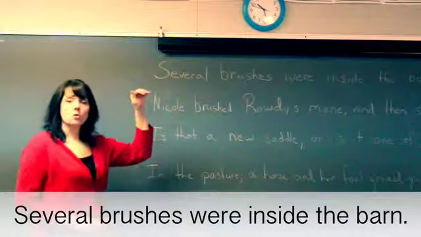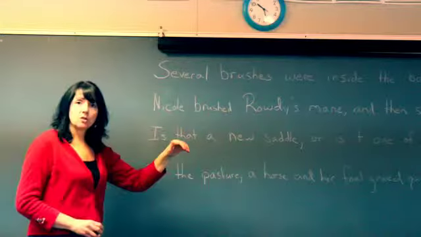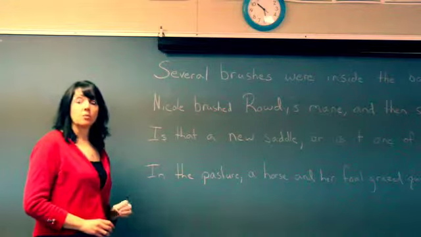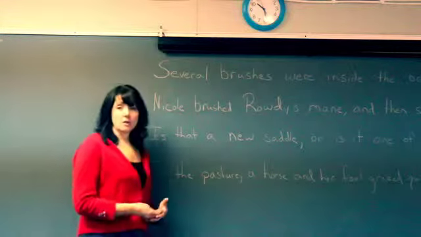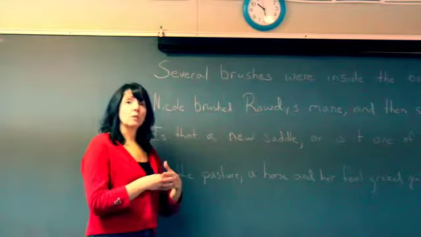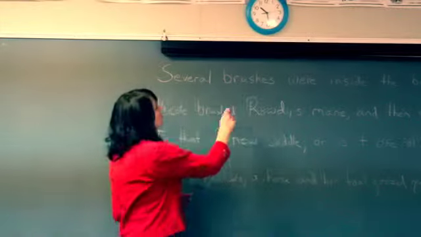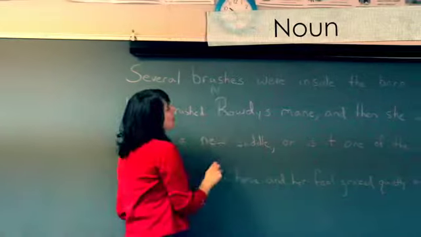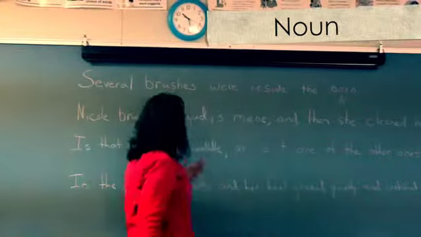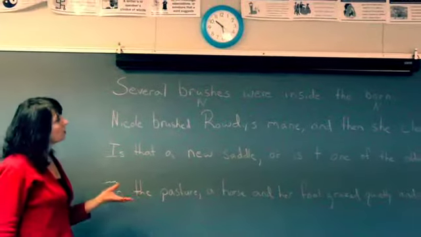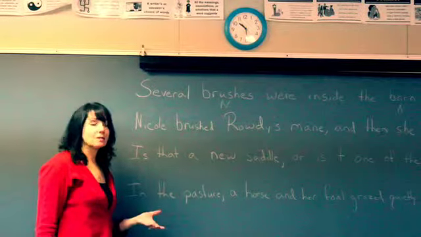In order to determine whether you have an independent clause or not, you have to figure out how many subject-predicate sets you have. So the first thing that we have to do is identify our nouns and our verbs so that we can figure out how many subject-predicate sets we have. First one is brushes, and then we also have barn as a noun. Those are the only two nouns that we have, and we're also looking for pronouns. We don't have any pronouns in that sentence.